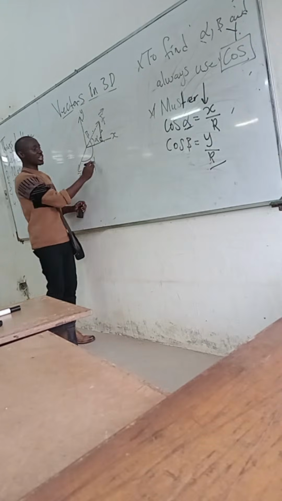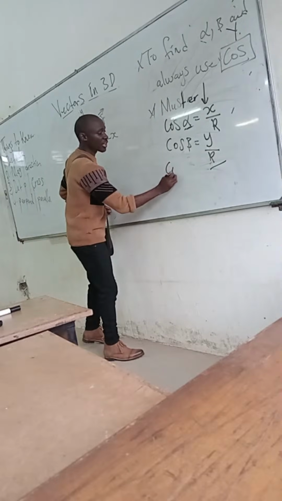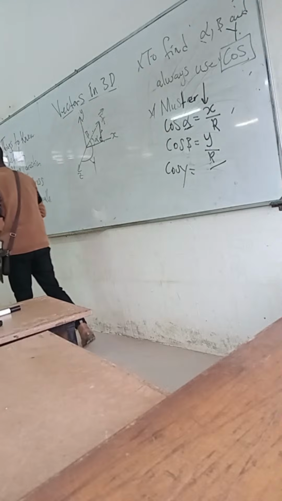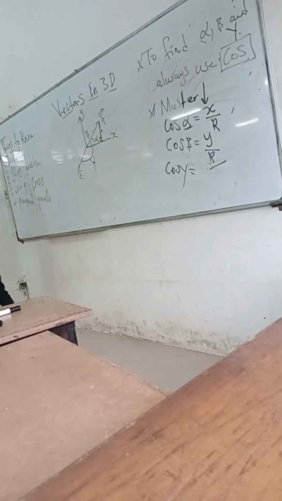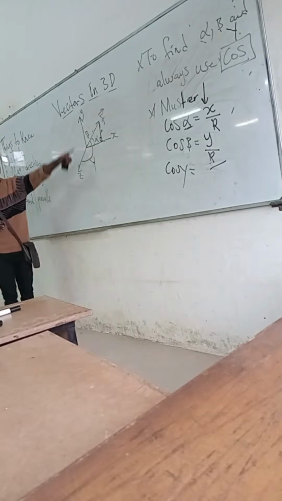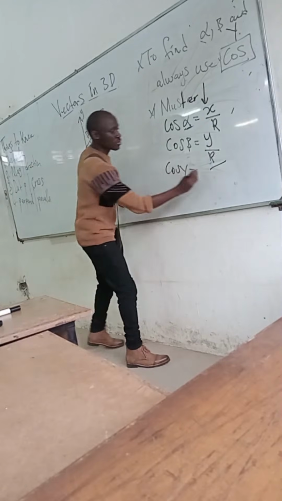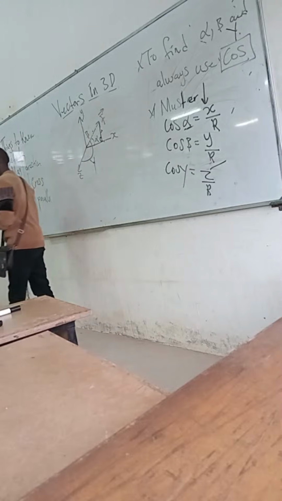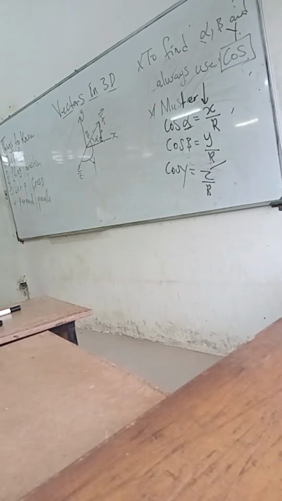Now, how do you find cos gamma? You say cos gamma equals z over the magnitude, because gamma is related to the z axis. So z over magnitude. That is what you need to remember to get 4, 6 marks.